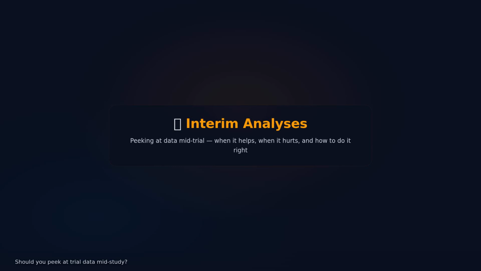Imagine running a clinical trial for 2 years. Halfway through, you peek at the data and see the drug looks amazing. Should you stop the trial early and declare victory, or keep going? That is the dilemma of interim analyses. Knowing when to look at the data, and what to do when you see it, is one of the most important decisions in clinical trial design.